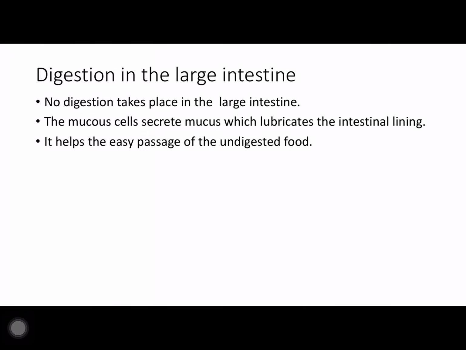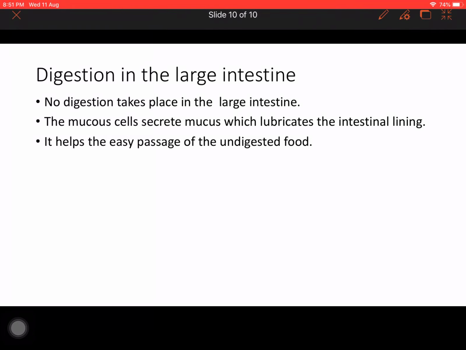Now here we will see how digestion happens in the large intestine. Practically, no digestion happens in the large intestine. What is happening? The mucus cells secrete mucus, which lubricates the intestinal lining and helps the easy passage of undigested food to the outside. So the food is passing to the outside with the help of the mucus secreted by the large intestinal lining. This is what happens in the large intestine, but no digestion happens there.